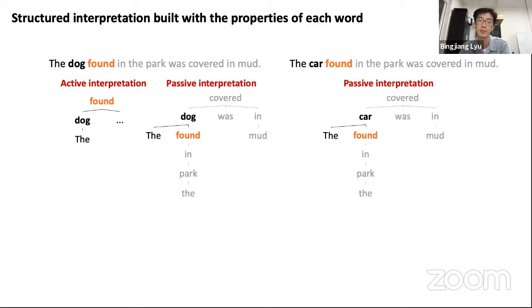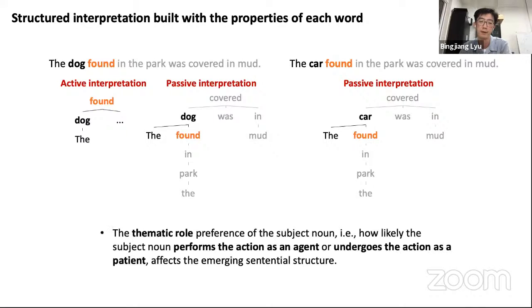Now let's consider these two sentences. When people hear "the dog found" or "the car found," both active and passive interpretations are plausible for "the dog found," but only the passive interpretation seems plausible for "the car found." Because the car is inanimate, it's very unlikely to be an agent that performs the action of finding something. So as shown here, the structural interpretation also depends on the semantic role preference of the subject noun. That is, how likely the subject noun is to perform the action as an agent or undergo the action as a patient. So this is related to our broad world knowledge.